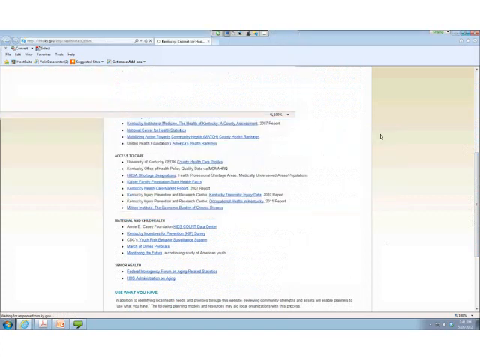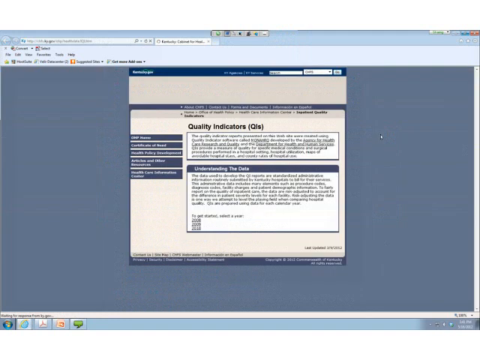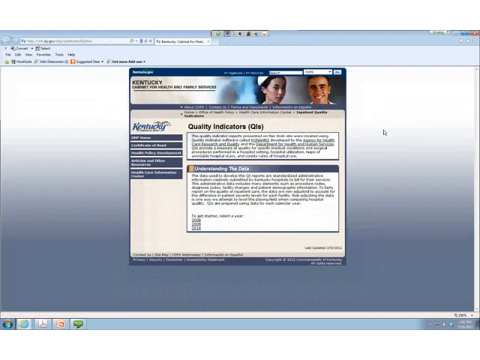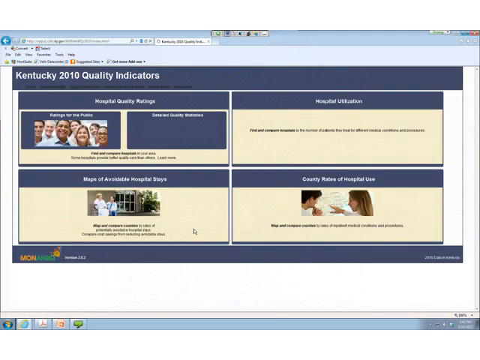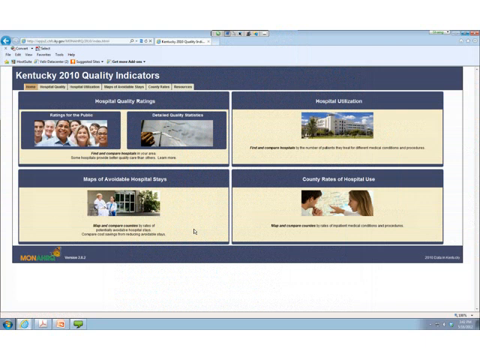And that data is available for different years, which is why I don't link you directly to their data tool, because you have to go in through the year you're interested in. And 2010 is the most current, so that's certainly where I would be interested. But this is where you can dig deeper on hospital quality data, avoidable hospital stays, which is what we were talking about with those prevention quality indicators, hospital utilization rates, and county-specific rates of hospital use.